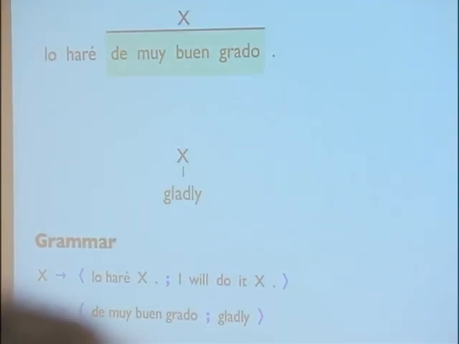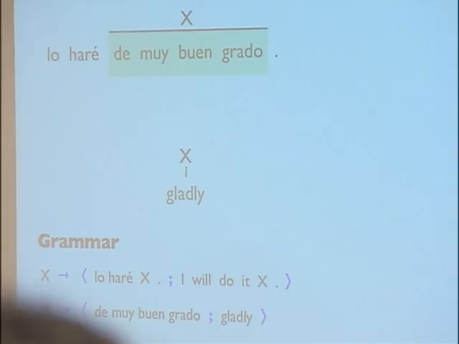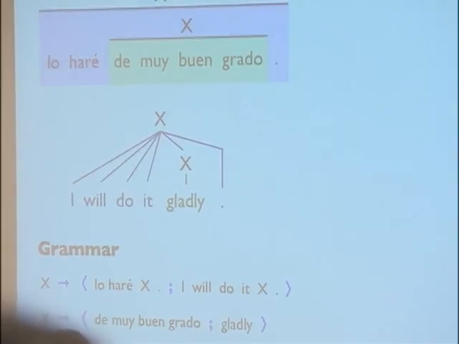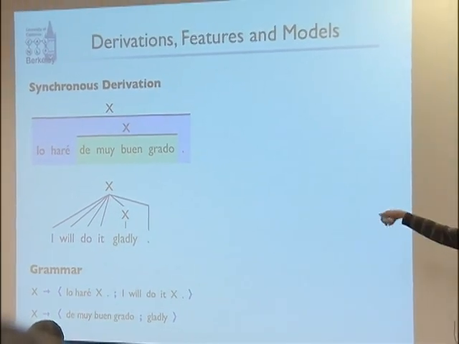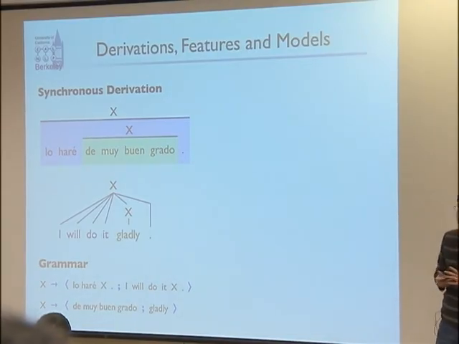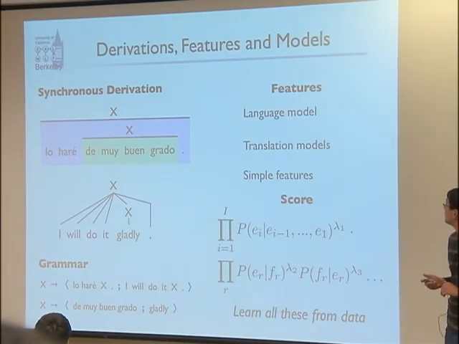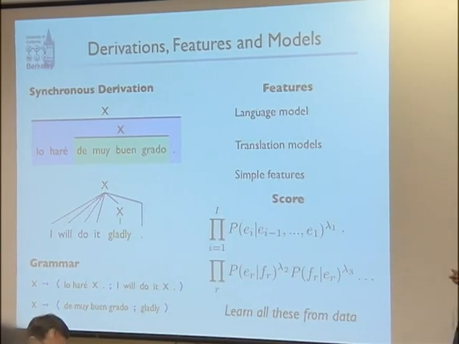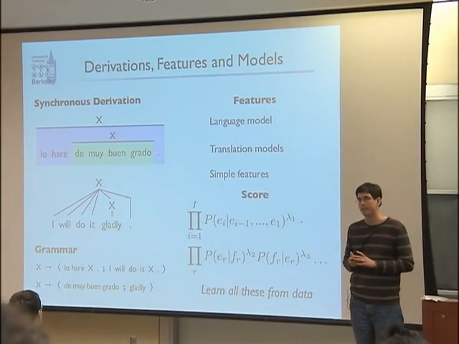So one of them just grabs a phrase and says, I can translate this as gladly. The other one says, once I've translated anything that is surrounded by lo haré on one side and a period on the other side, then I can consume the rest of the sentence. So I've used these two grammatical rules which cover all the lexical items in my input sentence, and I've generated this output thing. And it's color-coded to say that this object, which we'll call a synchronous derivation, is the kind of thing that we can assign a score to. And the way we assign a score, as Adam indicated, is that we pick out different pieces of the synchronous derivation and we score those.